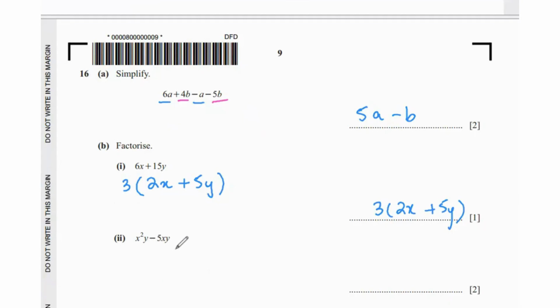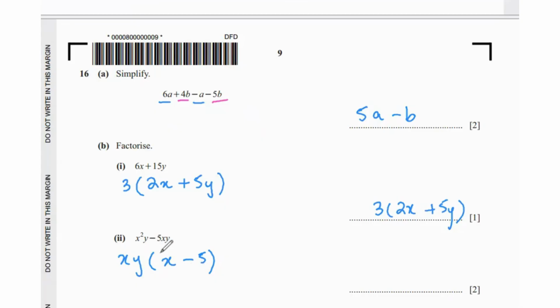Then over here, same thing. Is there a highest common factor? Yes, that's x and y. So we take x and y common. X squared y divided by xy is x. And then 5xy divided by xy is 5.